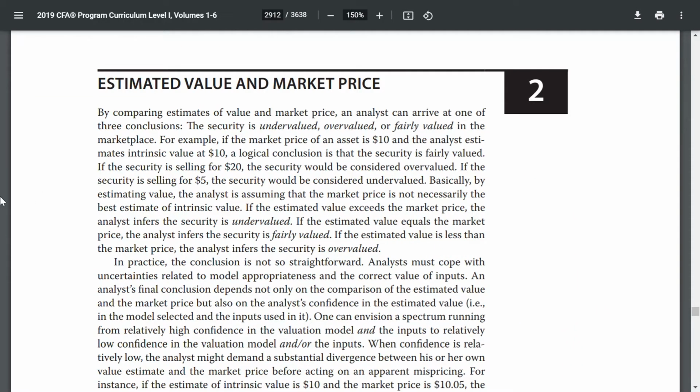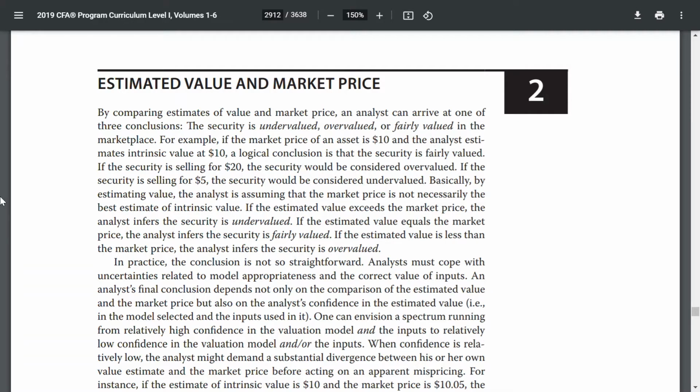Estimated value and market prices. By comparing estimates of value and market price, an analyst can arrive at one of three conclusions: the security is undervalued, overvalued, or fairly valued in the marketplace. For example, if the marketplace price of an asset is $10 and the analyst estimates the intrinsic value is $10, the logical conclusion is that the security is fairly valued. If the security is selling at $20, then the security will be considered overvalued. If it's $5, it's undervalued.